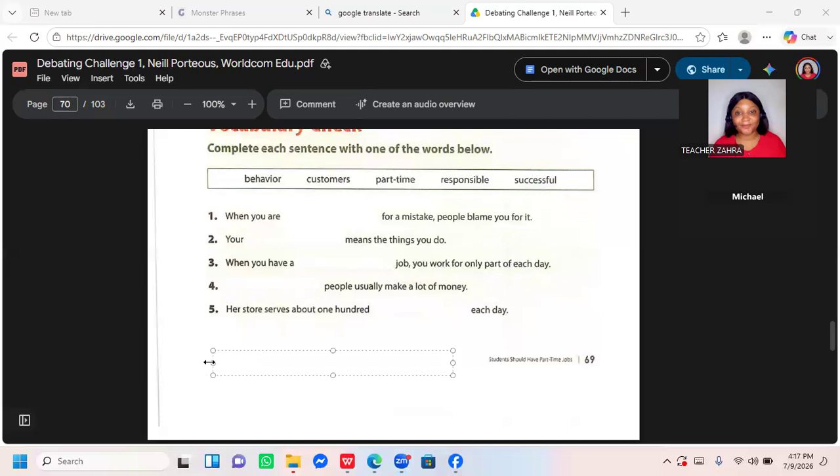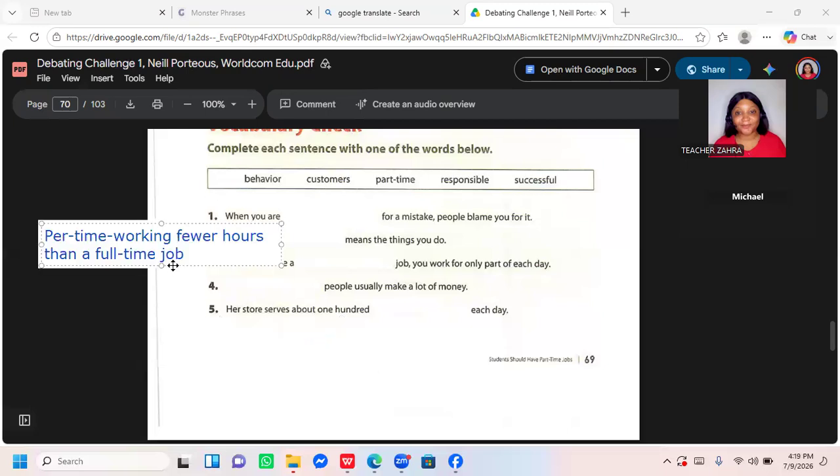Part-time. Let me write it out for you on the screen. Do you understand now? Yes. Okay. So working fewer hours, sorry, let me correct this. Okay. Working fewer hours than a full-time job. Okay. When you work for lesser hours. All right. That's the meaning of part-time. Okay. Yes. The next one, responsible. What's the meaning of responsible?